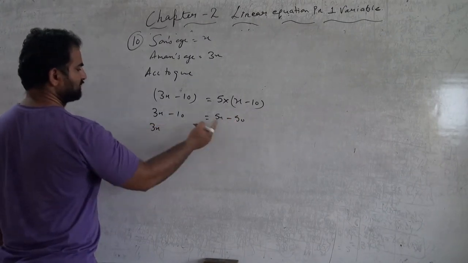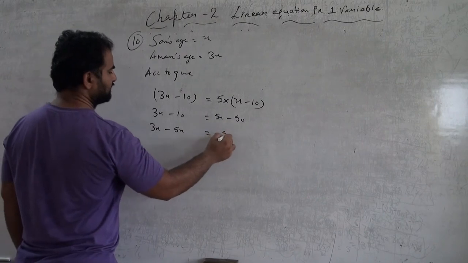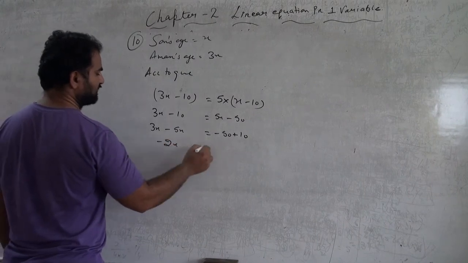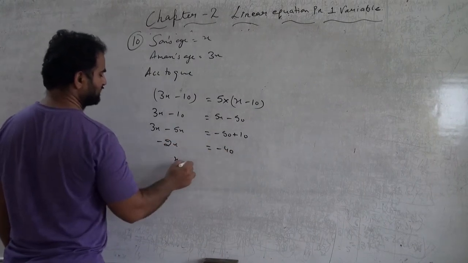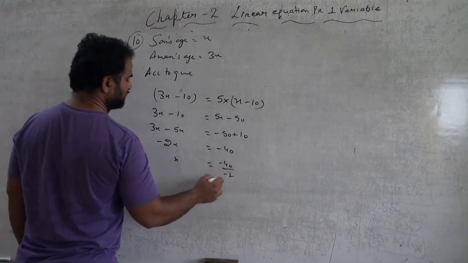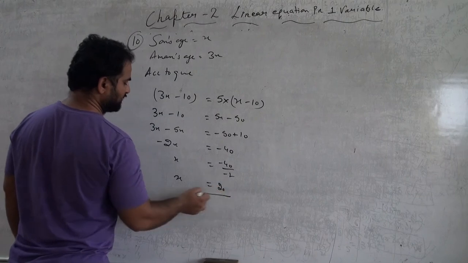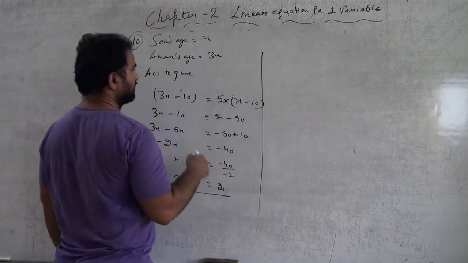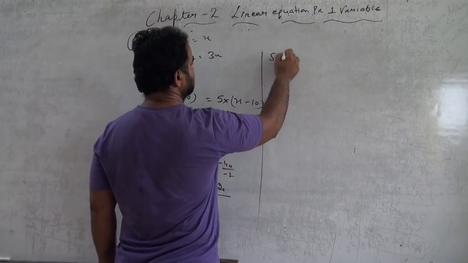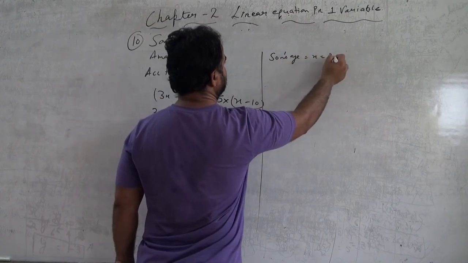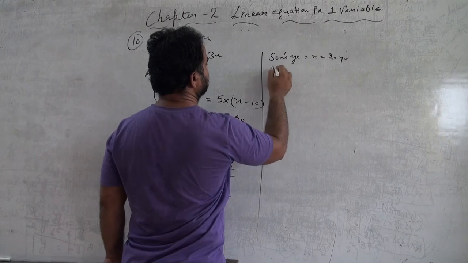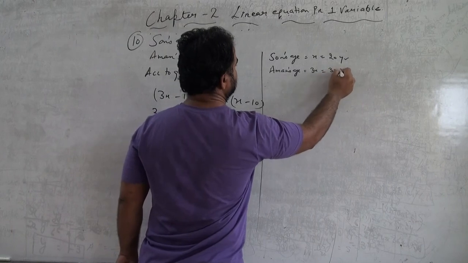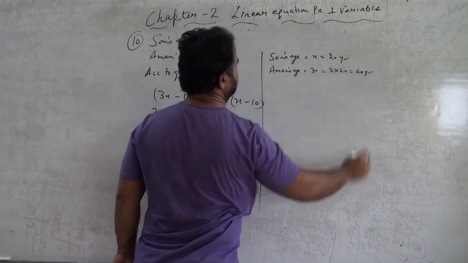So 3x minus 5x equals minus 50 plus 10. 3x minus 5x is minus 2x equals minus 40. x will be minus 40 upon minus 2. x will be 20. So age of son is 20 and age of father is 20 into 3. Son's age equals x equals 20 here, and father's, it means Aman's age equals 3 into x, 3 into 20 equals 60 here.